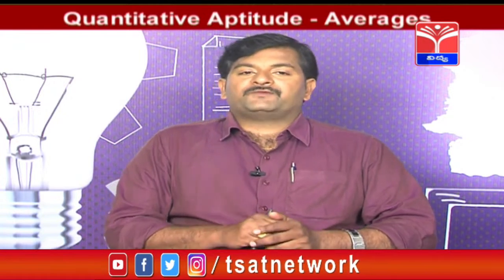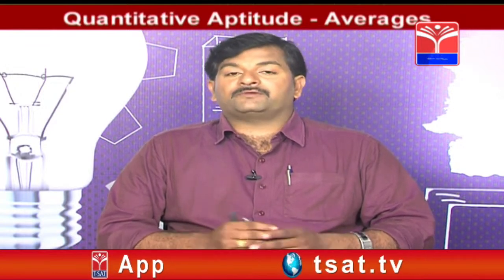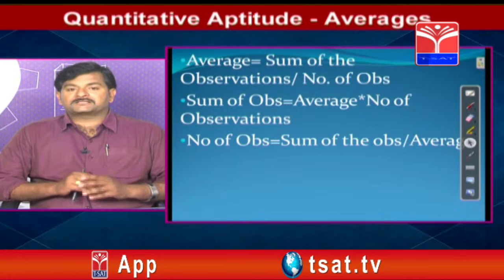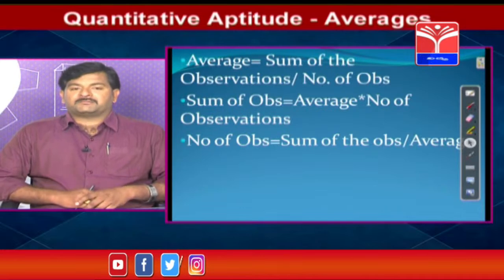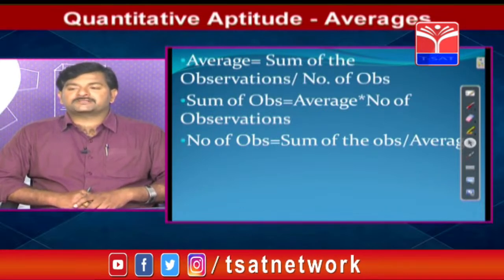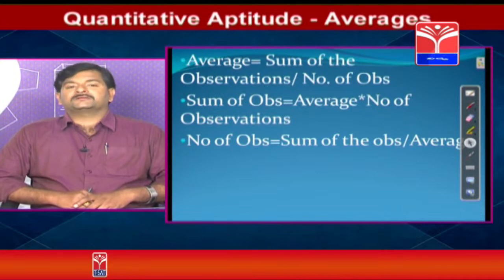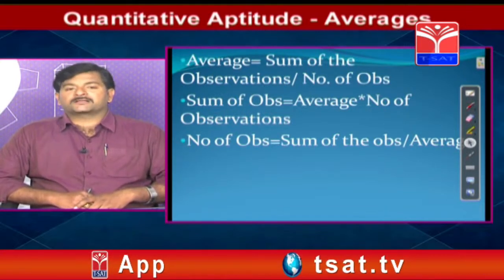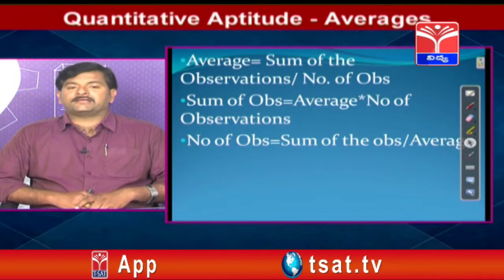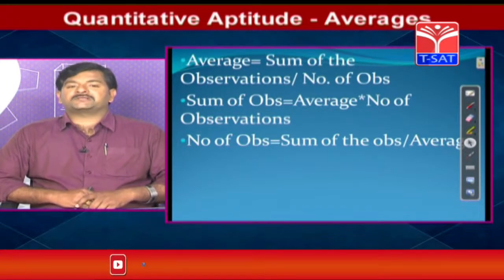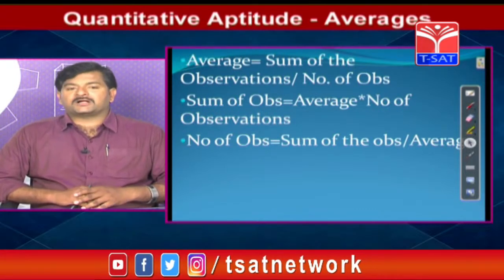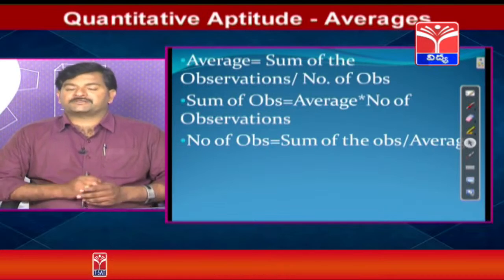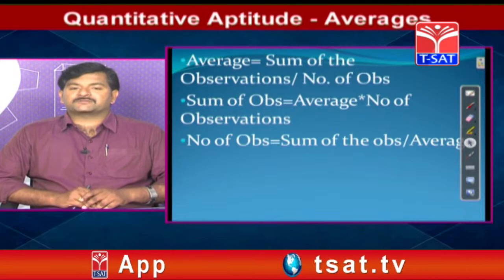If you are asked to find the average, what do we need to find out? We have to find the sum of the observations, and then how many observations are given. From the sum of the observations by the number of the observations, you will get the average of that particular thing, whether marks or salary, etc. Secondly, if we have to find the sum of the observations, the formula is average into number of observations. And if we have to find the number of observations, the formula is sum of the observations by average.